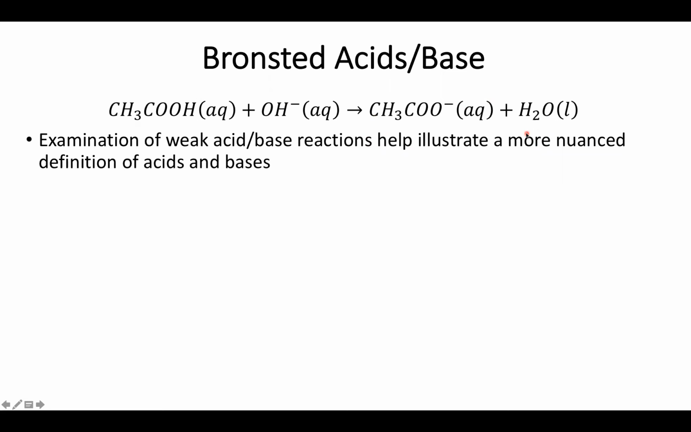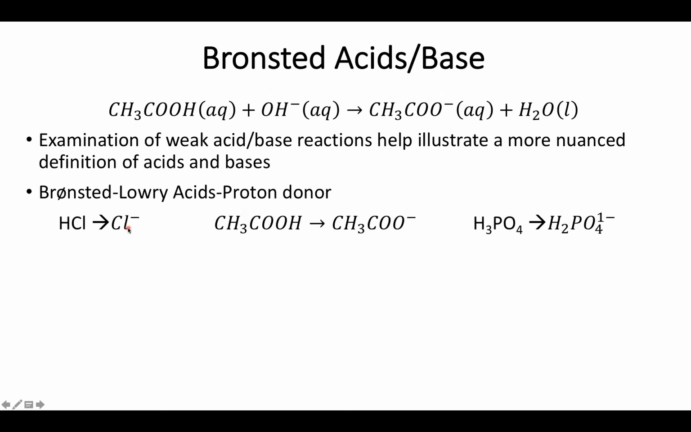This was originally collated as a definition by Bronsted and Lowry, who defined an acid as a proton donor. If we take a look at most of our acids, for example our strong acids like HCl, they lose a proton to form chloride. Our weaker acids like acetic acid lose a proton to make acetate. And this also holds for a whole range of other compounds like phosphoric acid, which can lose multiple protons.